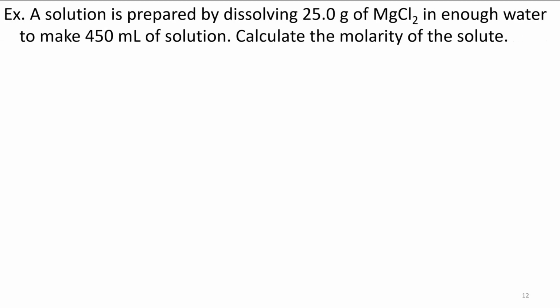All right, a solution is prepared by dissolving 25 grams of magnesium chloride in enough water to make 450 milliliters of solution. So here's my grams. I'm going to need this to get my moles, right? We have to do a T-chart for this. There's my volume of solution. It's in milliliters. So hopefully you remember how to go from milliliters to liters. Really simple. Just move the decimal point 3 times to the left, 0.450 liters. So anytime you're going from mL to L, 3 times to the left, fastest way of doing it.